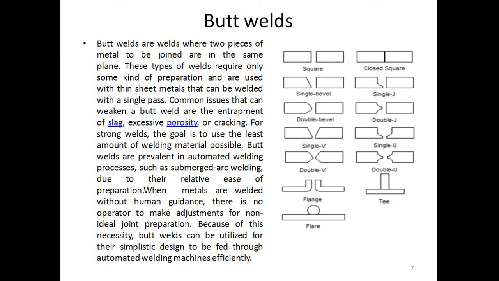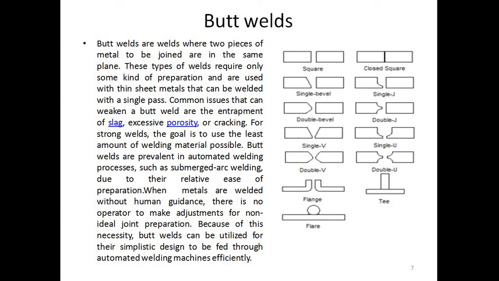The next butt weld is a single V. Single V weld is there. The next is double V. Then flange butt weld. Then flare bevel butt weld, where one surface is flat and the second one is round. In this case, it is called a flare butt weld. Then closed square, where two edges are very close to each other and we are going to join them. Such a type of weld is called a closed butt weld.